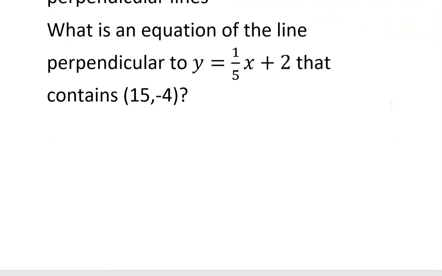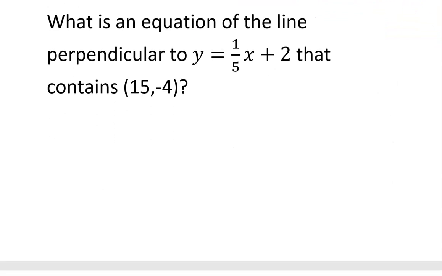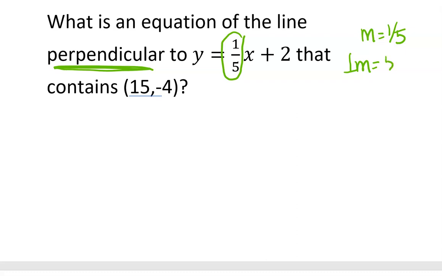Let's practice writing equations of perpendicular lines. So the first thing I notice here is this one has to be perpendicular. So I take this slope, and I want to find the perpendicular slope. Remember, perpendicular slopes are negative reciprocals of each other. So I'm going to flip this over and change the sign. So my new slope is -5.